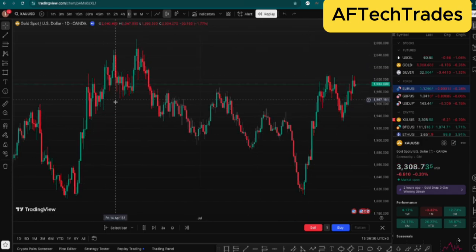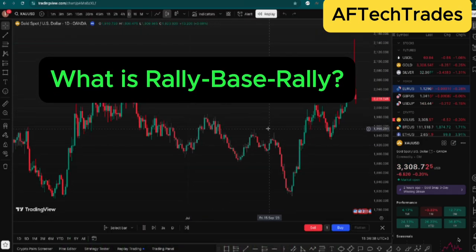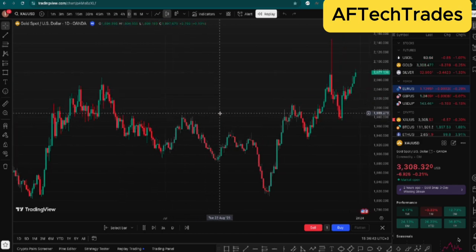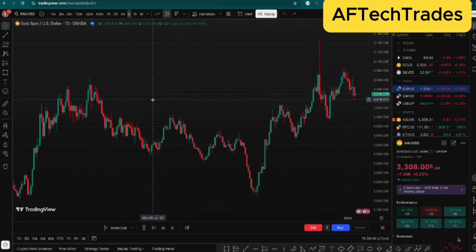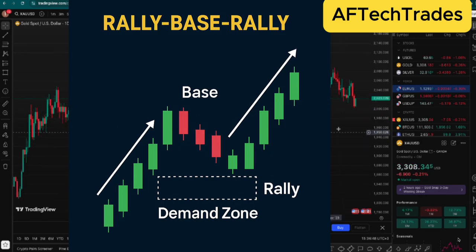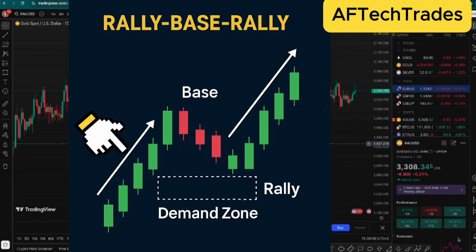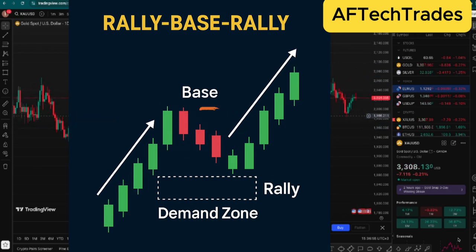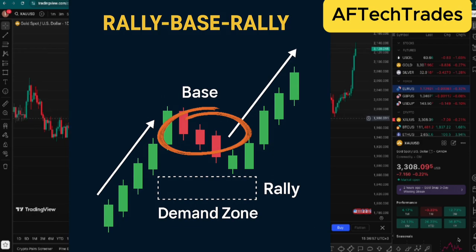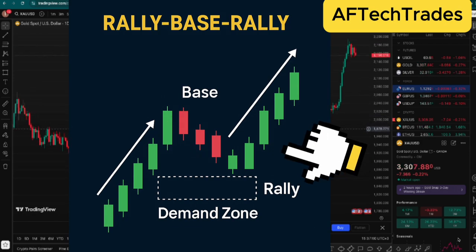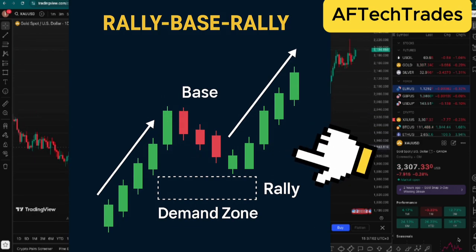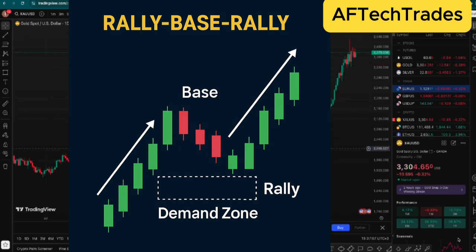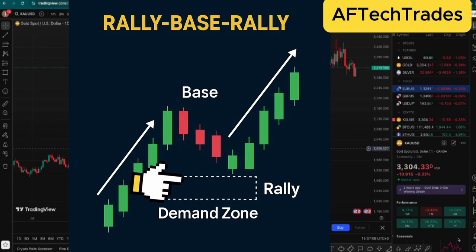So what is rally-based rally? Rally-based rally is a bullish continuation pattern that starts with a strong upward move. That's the rally. Then the market pauses and consolidates. That's what we call the base. And finally, another strong bullish rally takes off. So this base acts as a demand zone, showing where big institutions might be placing their buy orders.